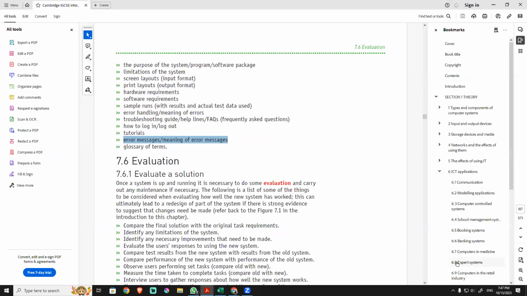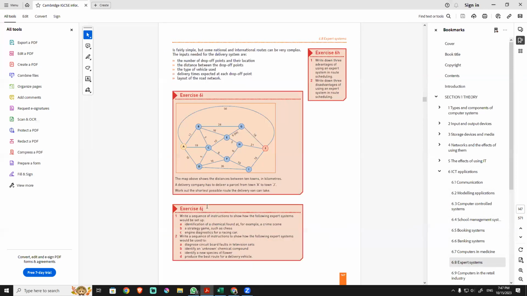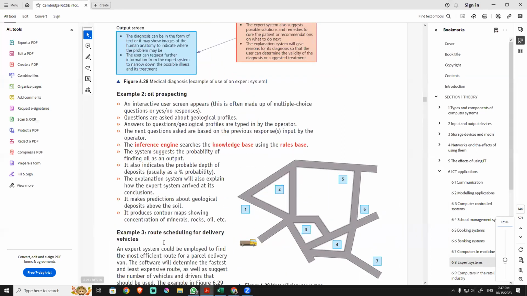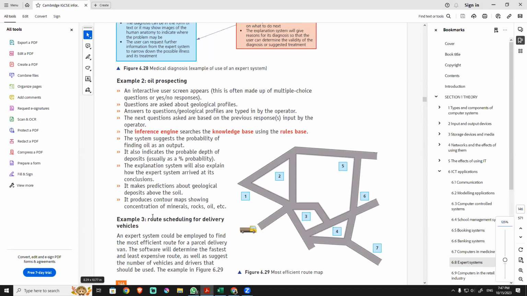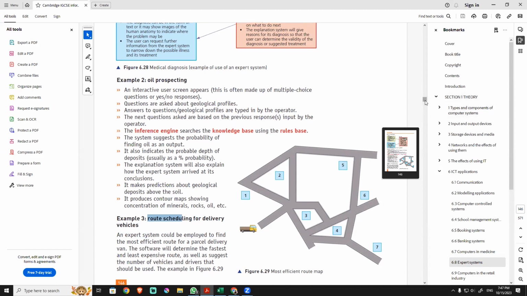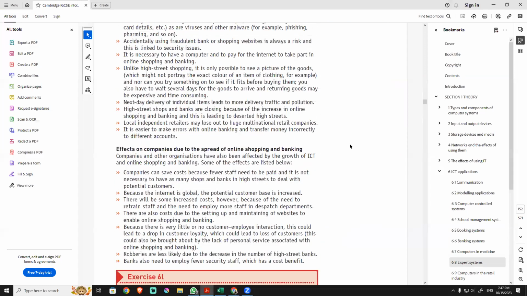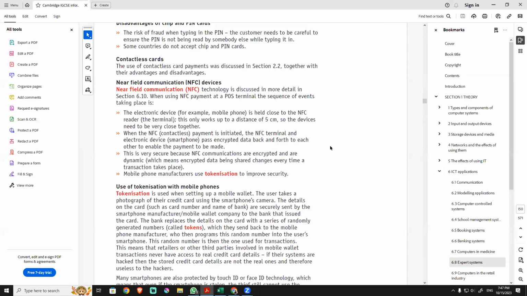you go to the expert system here. And one of the examples is here: route scheduling for delivery vehicle. All right. Now, if you look at the simple drawing illustration in the book, it shows exactly what's happening. Where is it? I lost it.